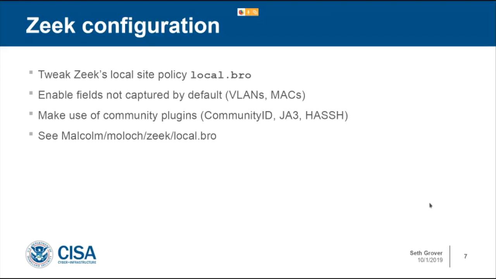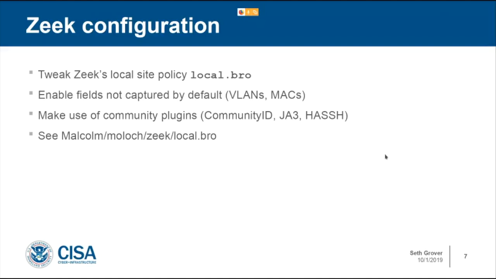One of the first things I did was try to figure out where the gaps were between what Zeek was giving me by default and what Moloch had as far as the general fields that we were getting. And so in Zeek, if you're familiar with running it, you've got your local.zeek policy, and enabling things like VLANs and MAC addresses that aren't turned on by default was one thing that I did from the beginning. Some of these have been mentioned earlier.